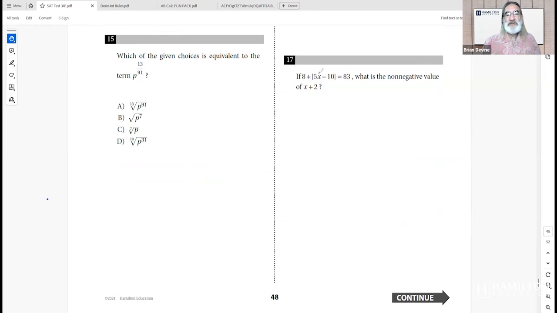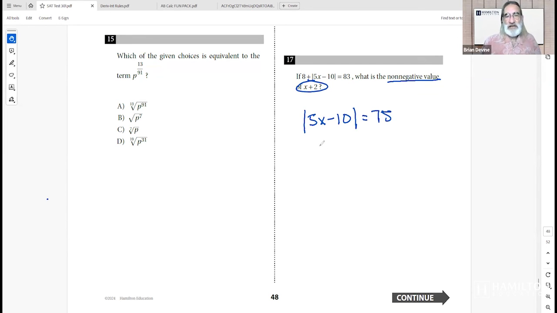Question 17. If 8 plus the absolute value of the quantity 5x minus 10 is equal to 83, what is the non-negative value of x plus 2? Well, we saw non-positive in a question early on, so this has got to mean positive. And we want to make sure it's x plus 2. How can I solve this? I can take 8 away from both sides, and I'm going to get the absolute value of 5x minus 10 is equal to 75.